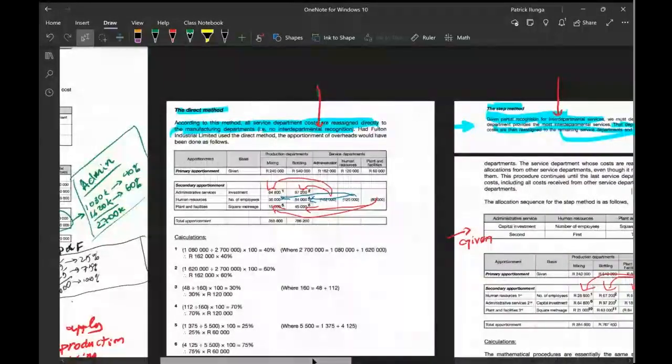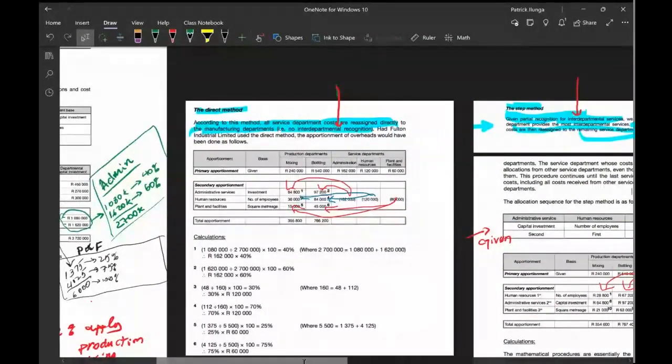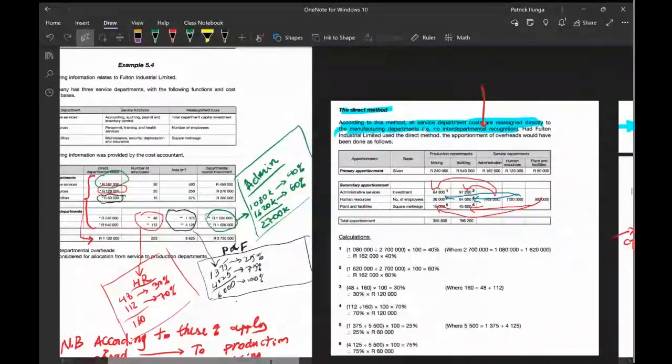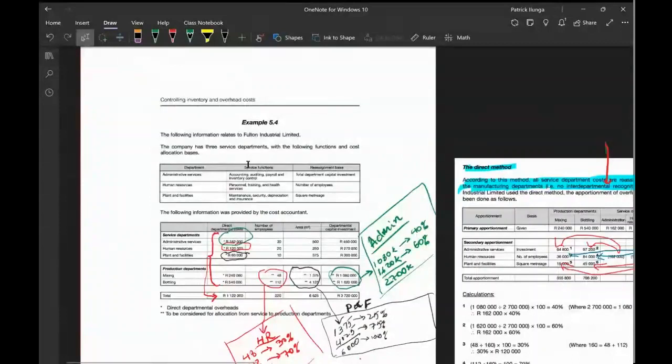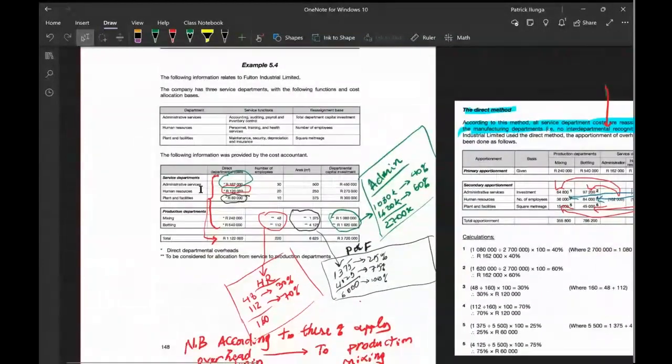Okay, cool. So remember again, what is the meaning of this? Is that you have the main department and you have the service department. For example, in this example here, they tell you that there are 3 service departments. The service departments are the administrative services, human resources, and plant and facilities. And these departments are there to support the production departments. And the two production departments are mixing and bottling. There you go.